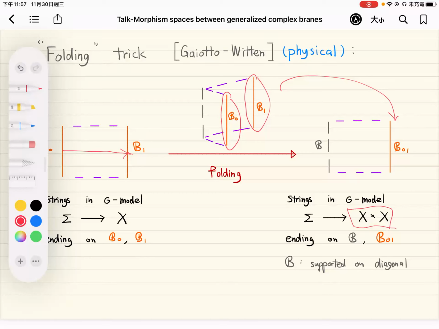On the other hand, because the string is given by the folding of an original string, on this line the value of the first argument of the string should be equal to the value of the second argument of the string. That means it should end on the boundary condition that is governed by a brane supported on the diagonal. So that is the so-called folding trick.